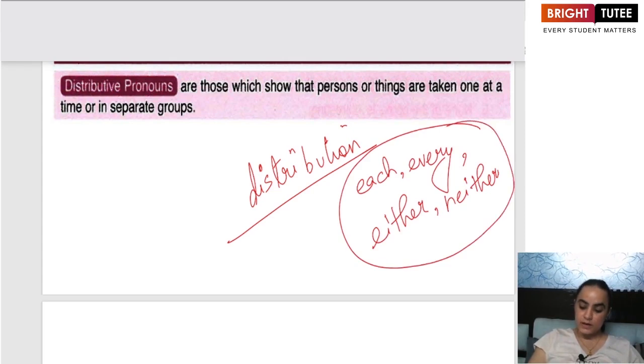These words are always used to distribute. Okay. Therefore, these are known as distributive pronouns. So, distributive pronouns are those pronouns which show that the person or the thing that we are talking about are taken separately at a time, are distributed.